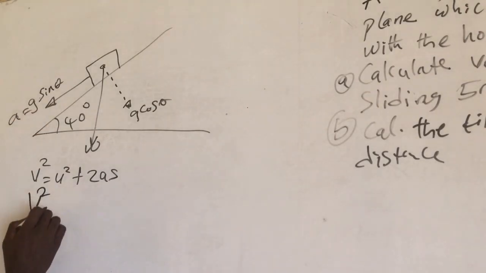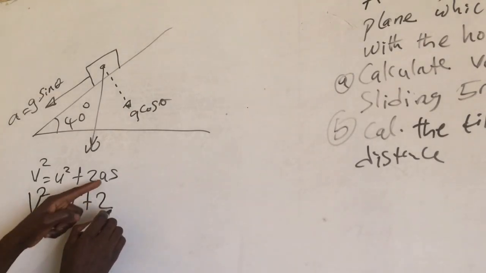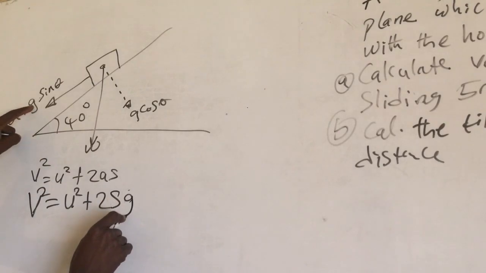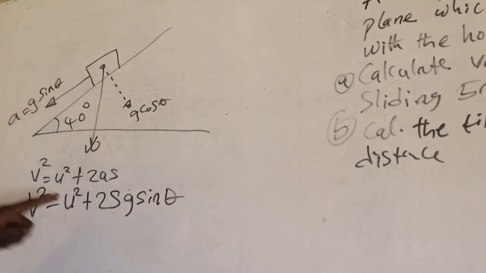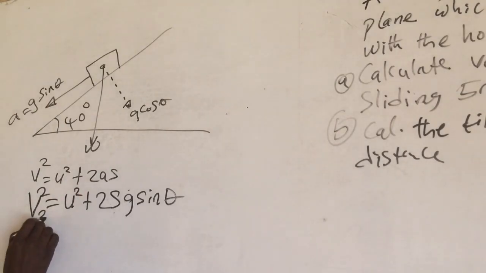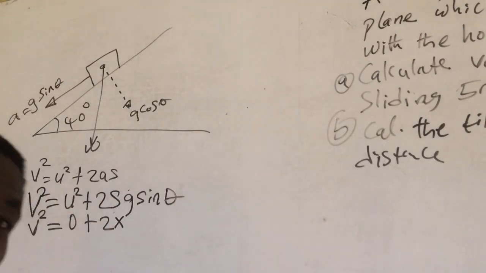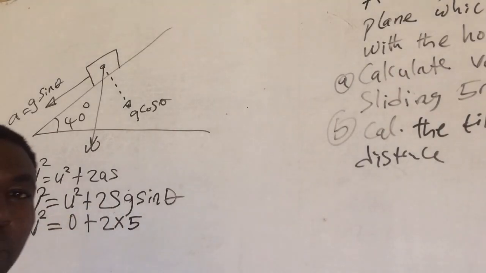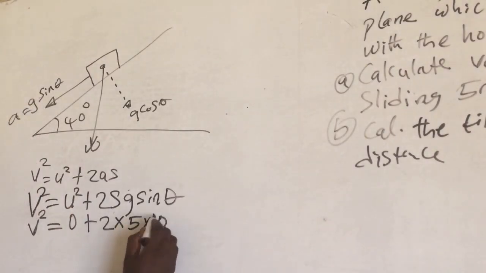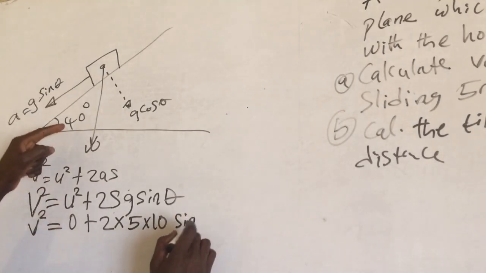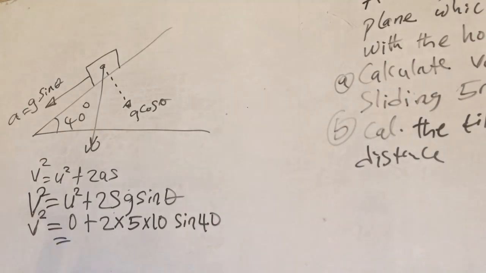So our new formula becomes v squared equals u squared plus 2 times g sine theta, replacing the a. Now let us begin to fix in the values. We are looking for v squared, which equals u squared, and our u is 0, plus 2 times s, which is 5 since it has moved 5 meters, times g, which is approximately 10, times sine theta, which is 40. Now our 0 has gone. We find sine 40 with our calculator.